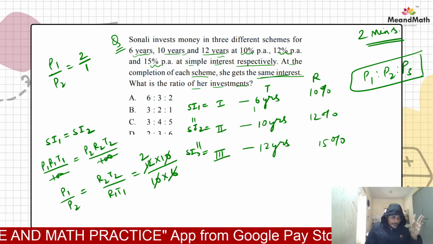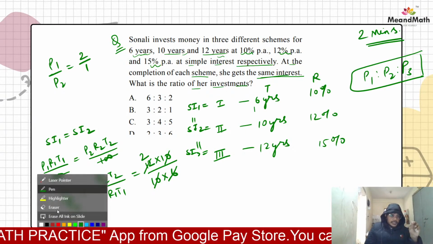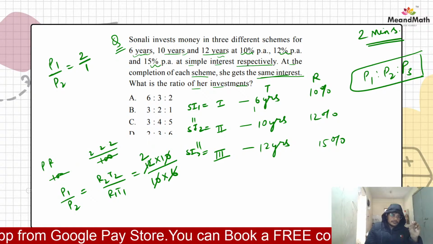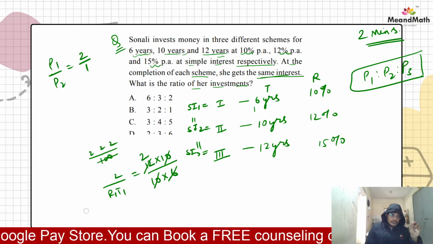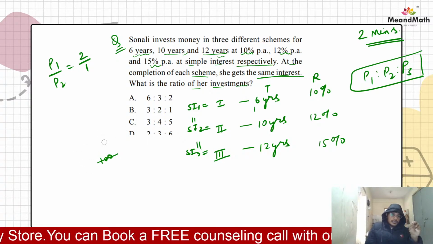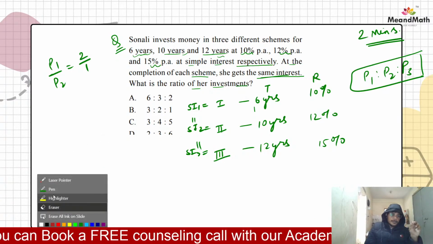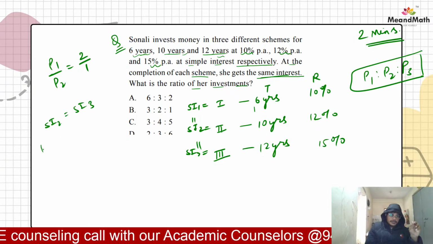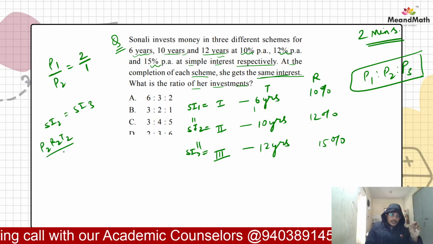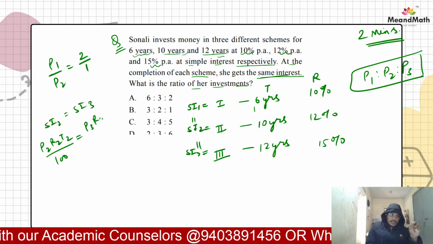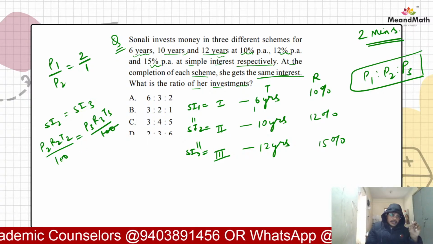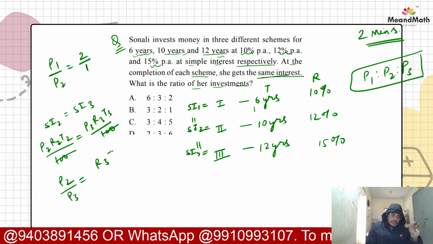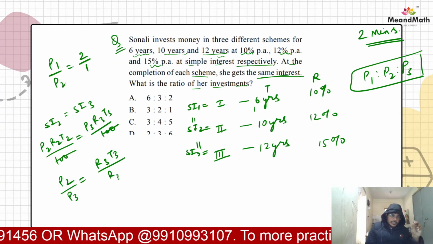Is this thing clear? Okay, if this is clear, then do the same step with SI2 to SI3. Repeating the same step, you will be getting SI2 is equal to SI3. That means P2 R2 T2 upon 100 is equal to P3 R3 T3 upon 100. 100 to 100 cancel out. P2 upon P3 is equal to R3 T3 upon R2 T2.